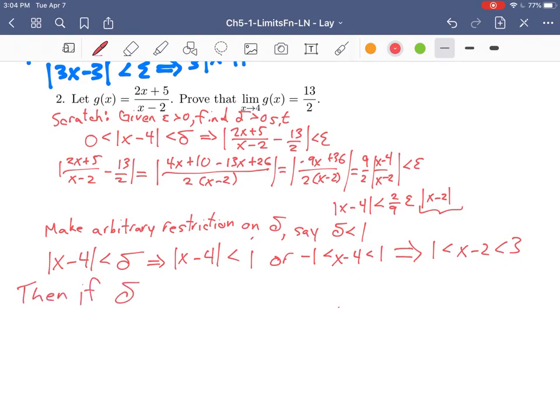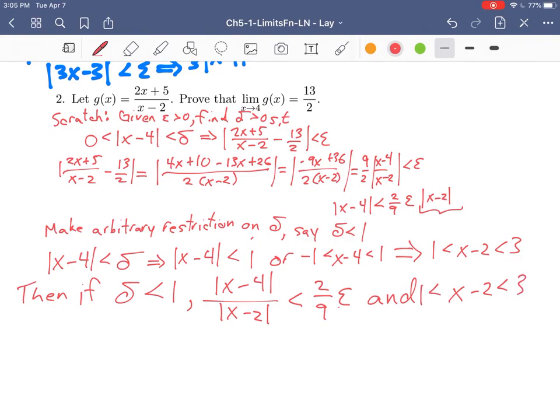then if our value of delta is less than 1, we're going to have the absolute value of x minus 4 over the absolute value of x minus 2, if that is less than 2/9 epsilon, and the value of x minus 2 is between 1 and 3, so that the absolute value of x minus 4 is less than 2/9 epsilon.